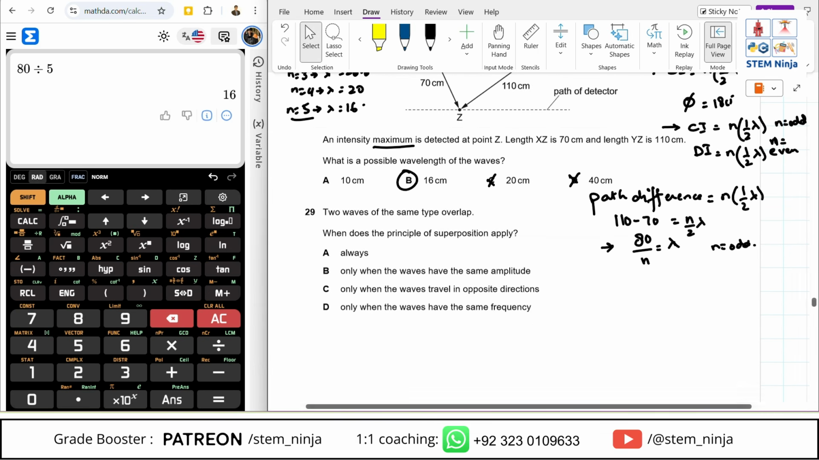Okay, moving on. Two waves of the same type overlap. When does the principle of superposition apply? Always. Only when the waves have the same amplitude? No. Only when the waves travel in opposite directions? No. The keywords are the problem over here. Only when the waves have the same frequency? No. This would apply always. If the waves are overlapping, the principle of superposition would apply.